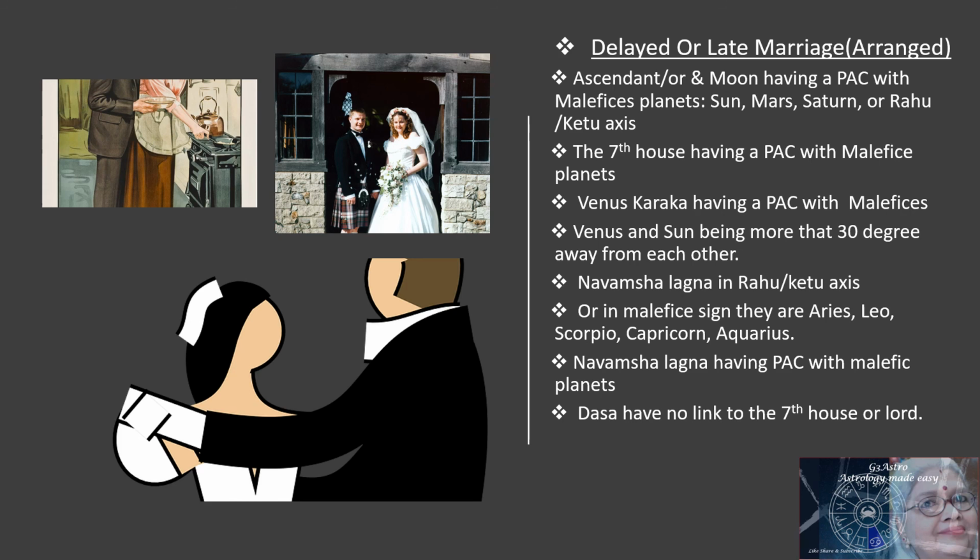Now in my next video, let us look at the parameters of a love marriage, divorce and the double transit, which makes up the complete 7th house Karatattvas.